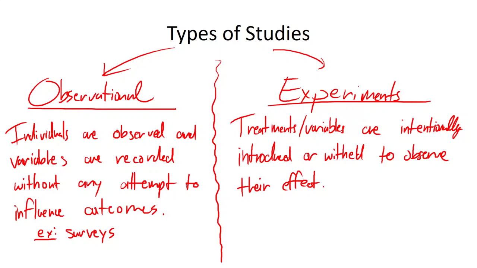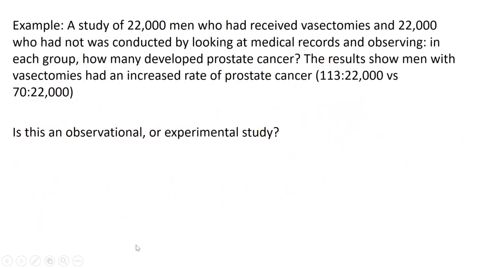So a couple of examples that I pulled out of one of my books. This one says, there was a study of 22,000 men who received vasectomies and 22,000 who did not. They looked at medical records, and they looked in each group at how many developed prostate cancer, and what they found was that men with vasectomies had an increased rate of prostate cancer. Not a huge increase, but an increased rate. Is this an observational study or an experiment? Observational.